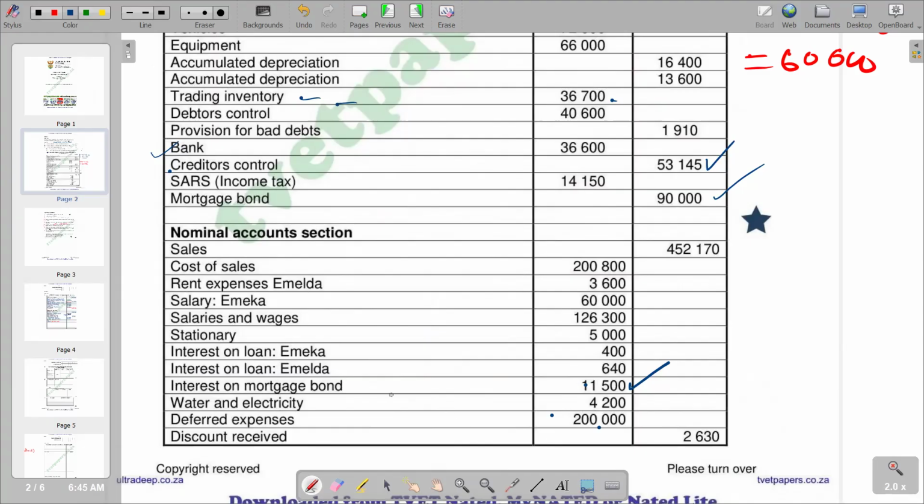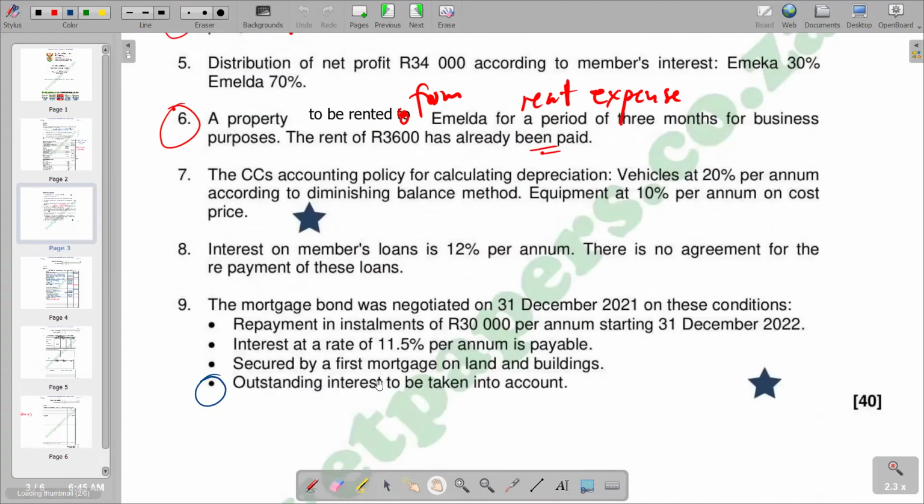If you go to the mortgage bond, you'd see that it's 90,000. But in the additional information, you are being told that interest at a rate of 11.5% per annum is payable. We are also told that repayments are in installments of 30,000 rands per annum starting 31 December 2022. Remember, our year is starting 1 March 2022 to 28 February 2023. So what does it mean?